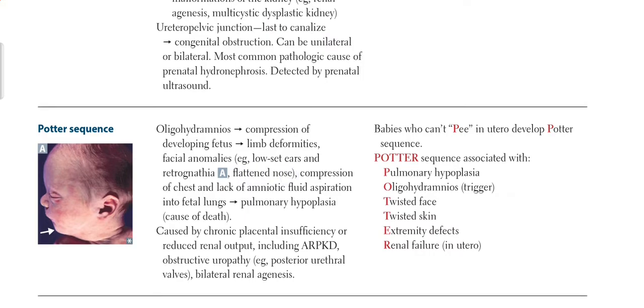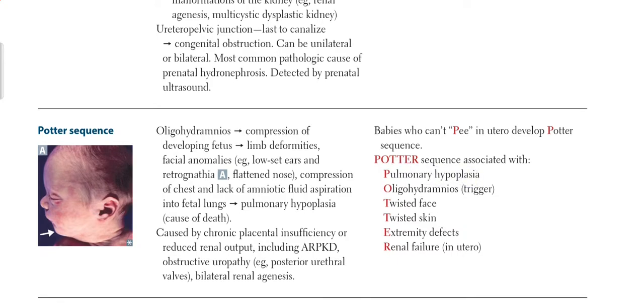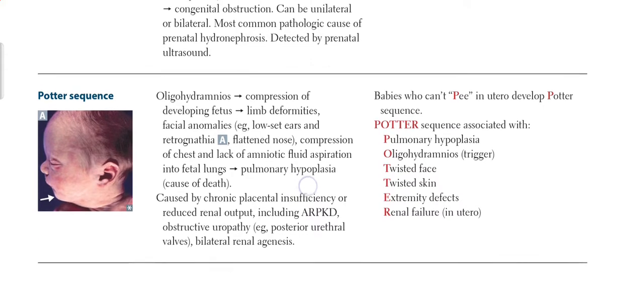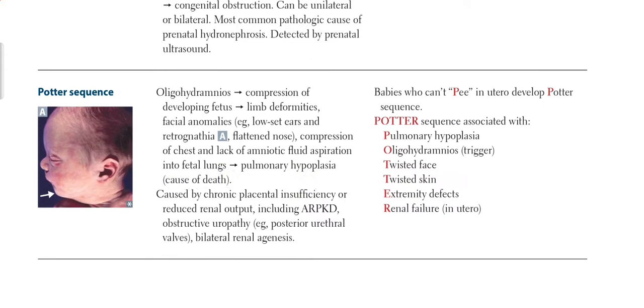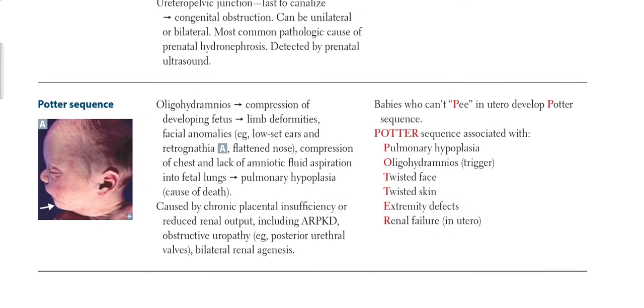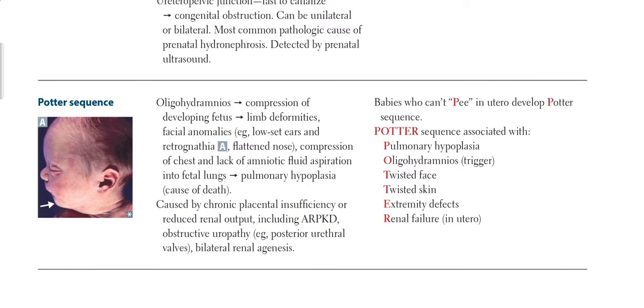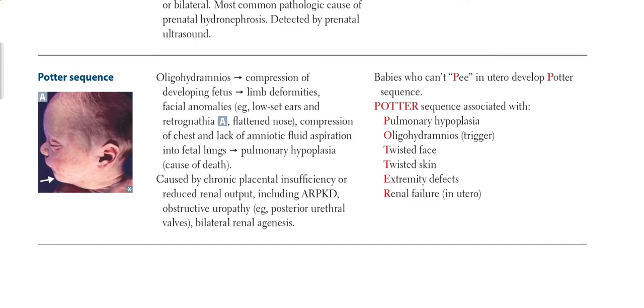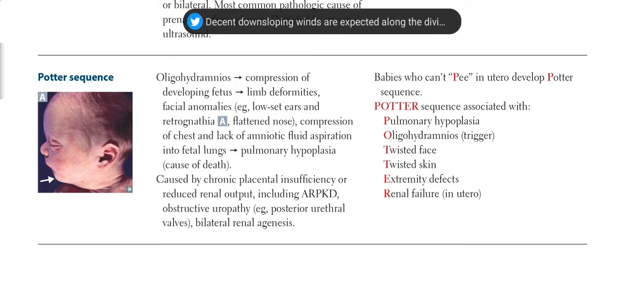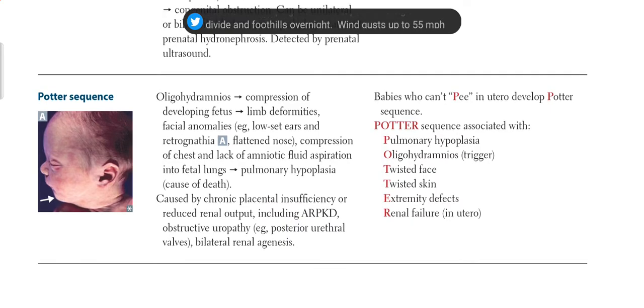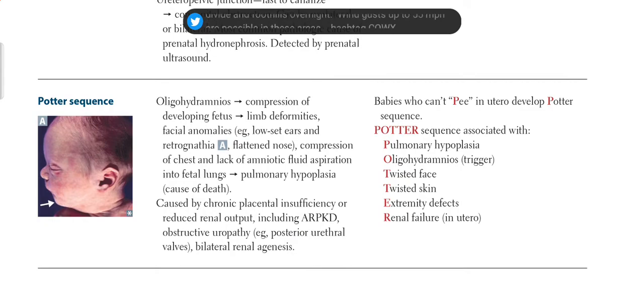because of the compression of the chest causing pulmonary hypoplasia, and this is the main cause of death. The pulmonary hypoplasia is caused by chronic placental insufficiency or reduced renal output, including ARPKD, autosomal recessive polycystic kidney disease, and obstructive uropathy like posterior urethral valves, which we're going to talk about later, and bilateral renal agenesis.